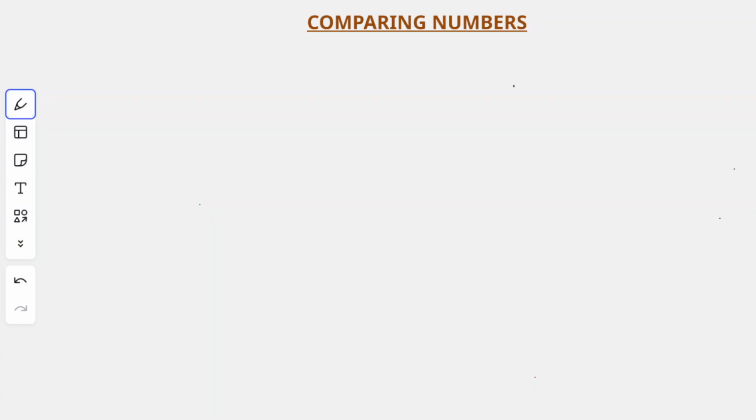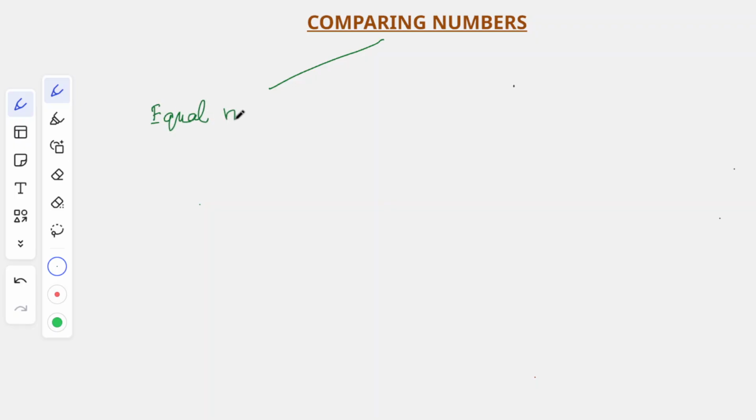In today's lesson, we will learn how to compare the numbers. In our previous videos, we have understood the concept of place value because place value helps in comparing the numbers. So while we compare the numbers, we may come across two different situations. The first is that the numbers may have equal number of digits. Okay?